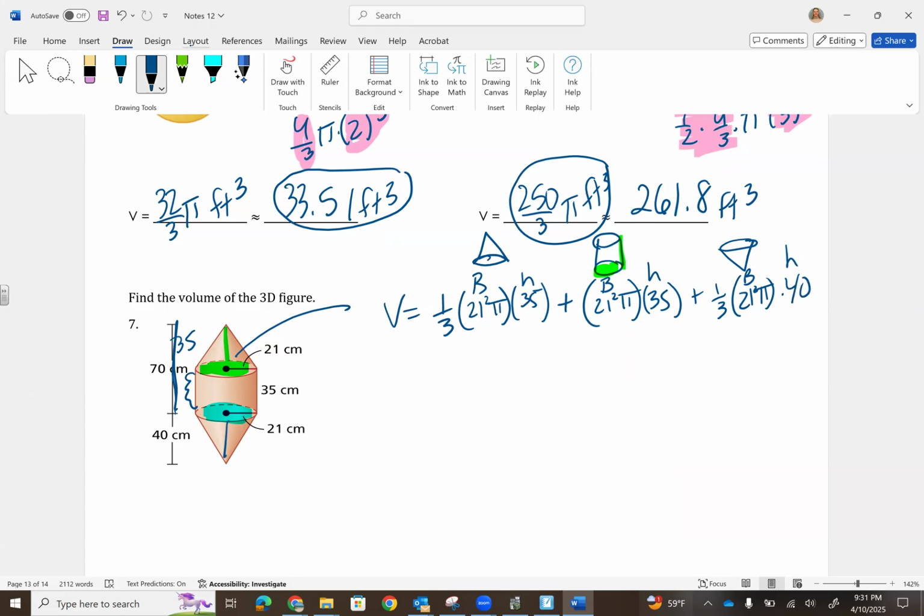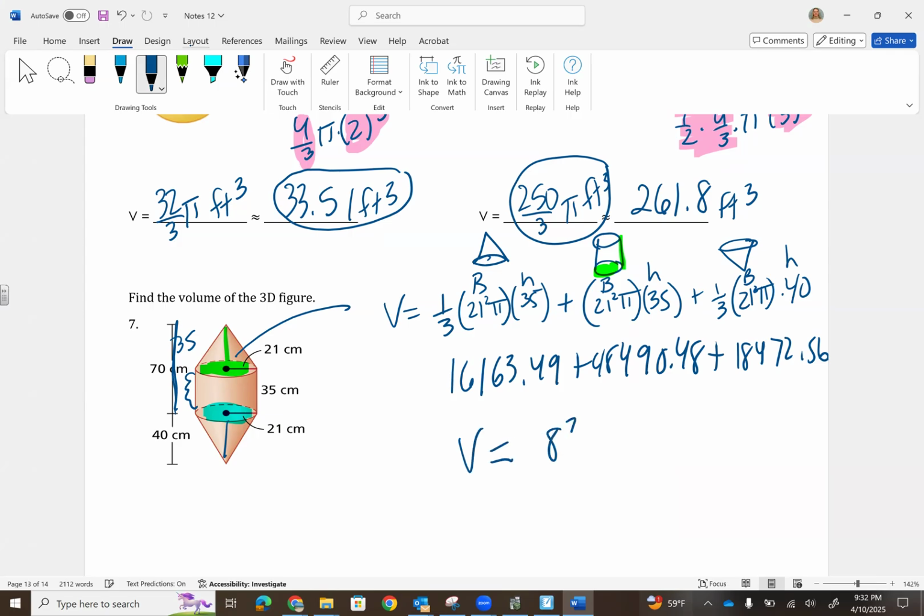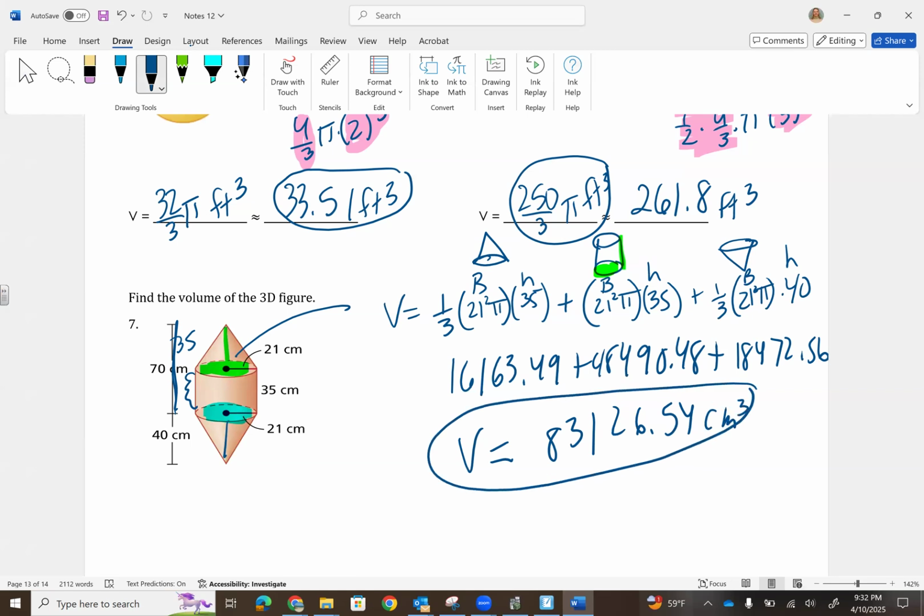So if I type the first one in the calculator, I'm going to get 16163.49. The second one is going to be 48490.48. And the last one is 18472.56. The overall volume is 83126.54 centimeters cubed. All right, thank you so much. I hope you have a great day.